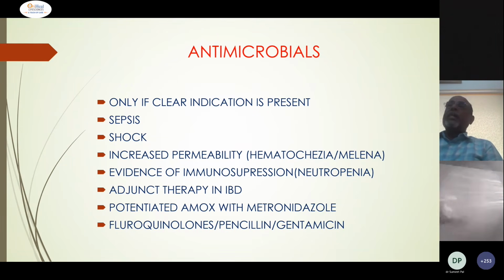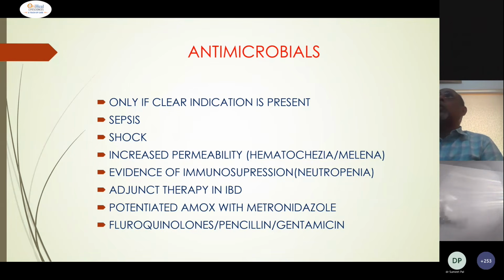Antimicrobials, as I told you, only if a clear indication is present. You should have sepsis, or severe shock, because in both sepsis and shock there will be translocation of bacteria, mucosal turnover, and therefore seeding of bacteria, and they can go in for septicemia. Therefore, you will have to use antimicrobials. Also with increased permeability, which is seen in hematochezia or melena, evidence of immunosuppression, neutropenia, and as an adjunct therapy in inflammatory bowel disease. And what are the best antimicrobials?